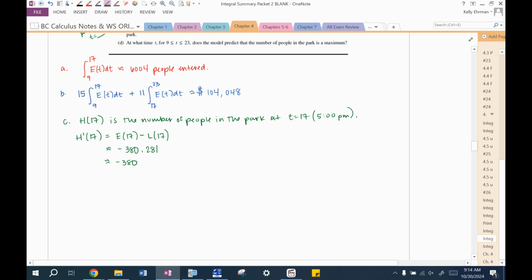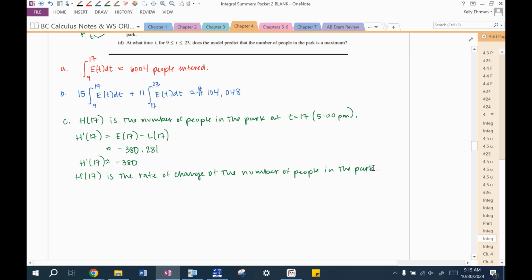So what is this talking about? This is h prime. So h is the number of people in the park. So we're supposed to interpret h prime of 17. Okay, so this is the rate of change of the number of people in the park. So h prime of 17 is the rate of change of the number of people in the park.